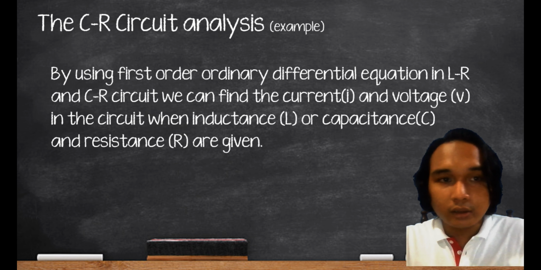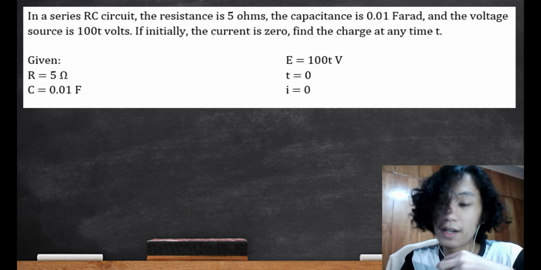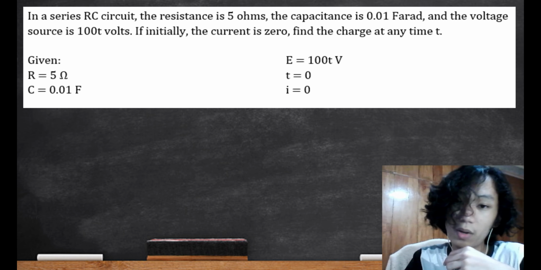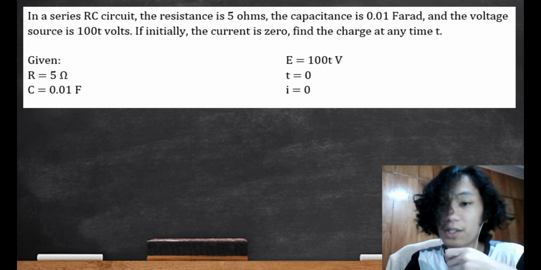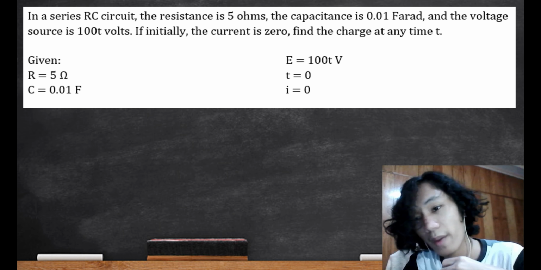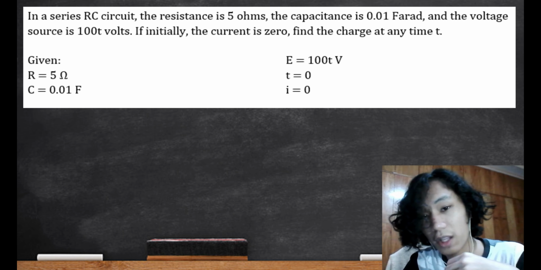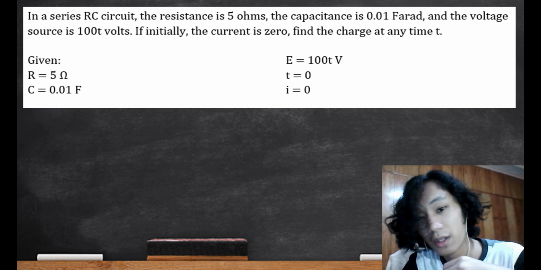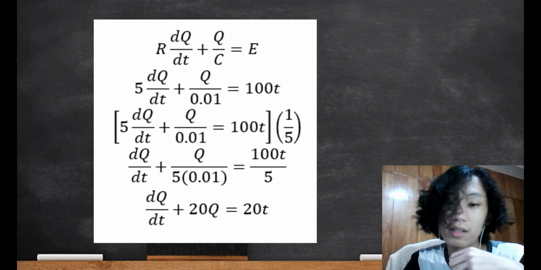Okay, let's look at another example from Barry. In a series RC circuit, the resistance is 5 ohms, the capacitance is 0.01 farad, and the voltage source is 100t volts. If initially the current is 0, find the charge at any time t. So we have the given: resistance is equal to 5 ohms, capacitance is equal to 0.01 farad, and a voltage source of 100t volts. And the initial values are time equal to 0 and current equal to 0.